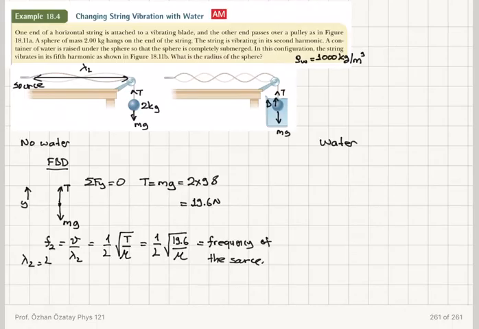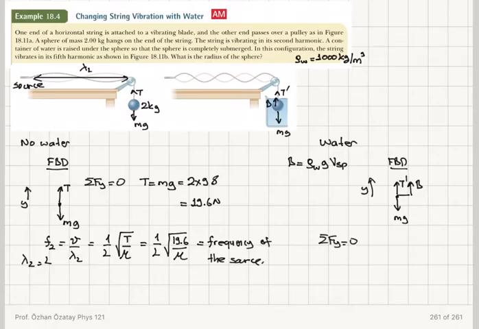That's basically applied by water. That's for an object that's fully submerged, and buoyant force is rho water g times the volume of the sphere. So it's the weight of the fluid displaced by the sphere. So in my free body diagram, I have mg, the new tension T prime, and the buoyant force B.